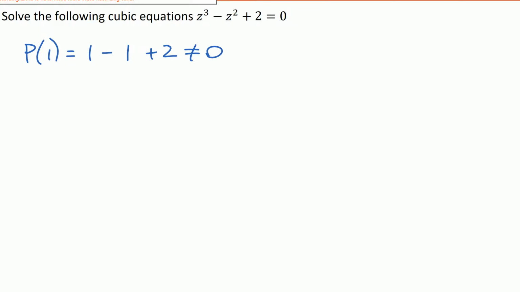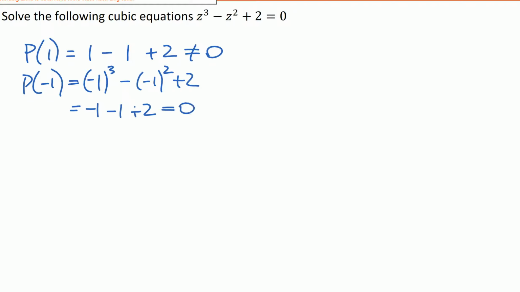Okay, so what am I going to do next? Negative 1. That is negative 1 cubed minus negative 1 squared plus 2. That is negative 1 minus 1 plus 2. That equals 0. What does that tell me? That Z plus 1 is a factor. Sorry, I'm not sure why I put X today, but anyway, Z plus 1 is a factor.